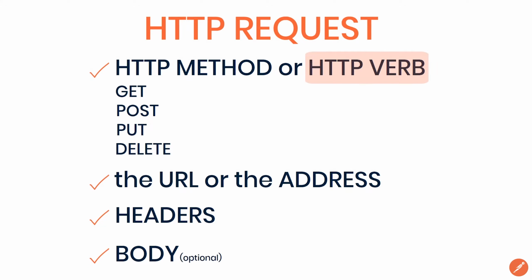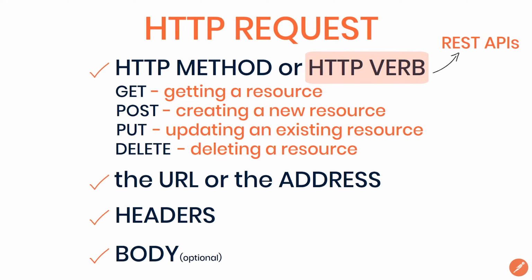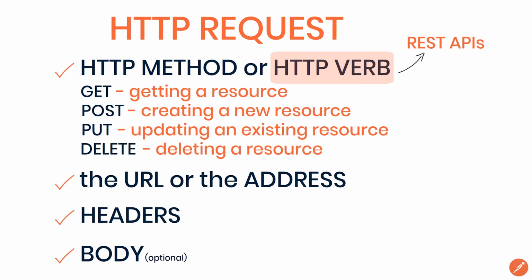The HTTP verb is a semantical way used in REST APIs to indicate what you're trying to do. GET is for getting a resource. POST is for creating a new resource. PUT is for updating an existing resource. And DELETE is for deleting a resource. While these HTTP verbs are very common, the list does not end here. Let me give you an example so that you can better understand this.